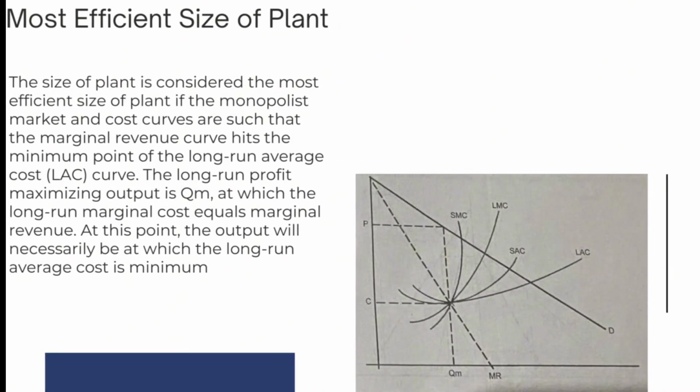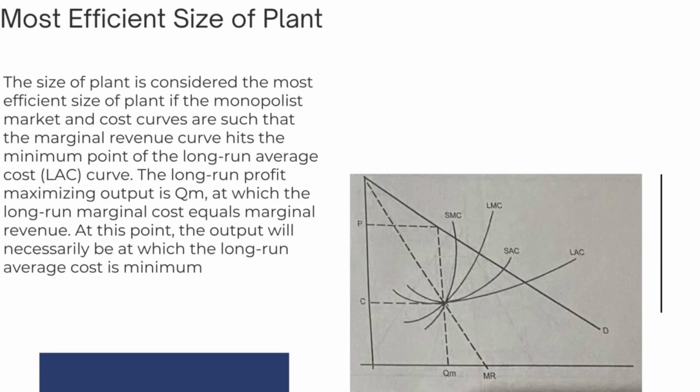The most efficient size of plant. The size of plant is considered the most efficient size of plant if the monopolist market and cost curves are such that the marginal revenue curve hits the minimum point of the long-run average cost, or LAC, curve. The long-run profit maximizing output is QM, at which the long-run marginal cost equals marginal revenue. At this point, the output will necessarily be at which long-run average cost is minimum.